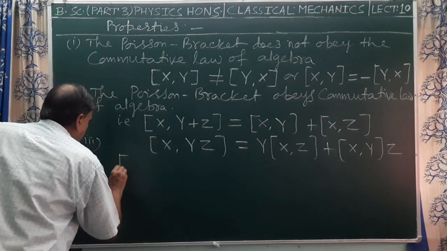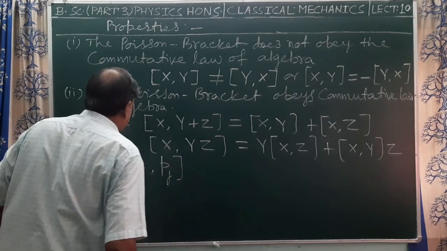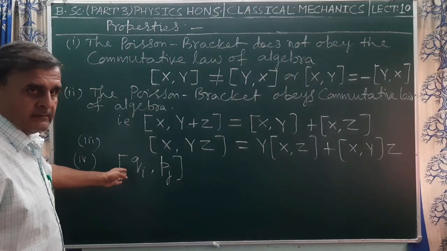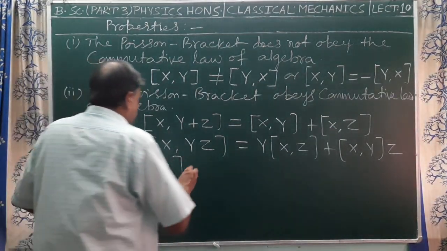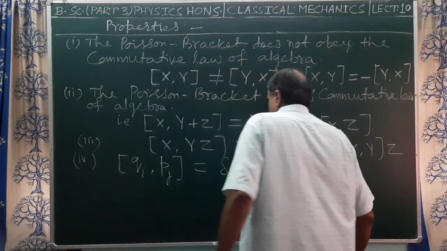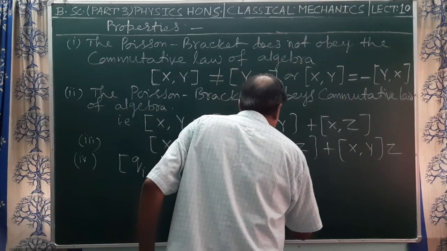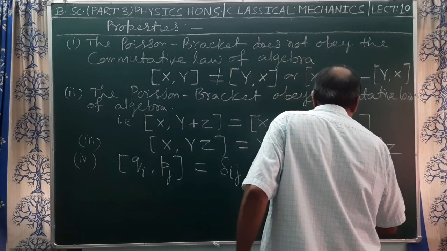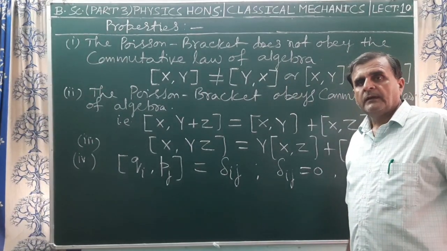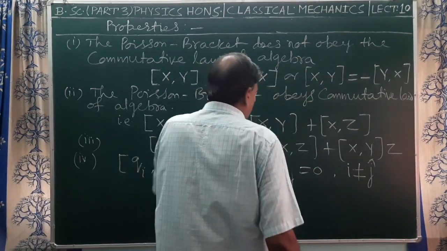So the Poisson bracket of position qi and momentum pj can be expressed by the square bracket qi comma pj, and it is equal to delta ij, where delta is the Kronecker delta. If i is not equal to j, then delta ij equals 0. We have already used it in quantum mechanics. That is the condition of normalization and orthogonality. So delta ij equals 0.